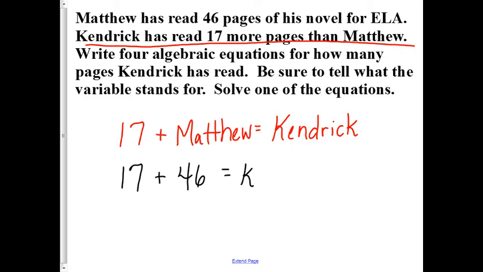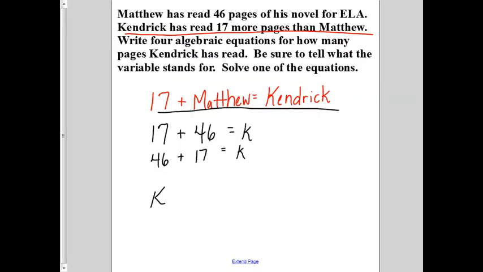Now, I could write 4 total equations to go with that. This first one doesn't count. That was just what I was using to help me figure out how I'm going to set my equation up. I could also say the 46 pages Matthew has read plus 17 more is equal to how much Kendrick has read. Furthermore, I could say Kendrick's number of pages minus the 17 extra he has read tells me how many pages Matthew has read, which is 46. And I could say Kendrick's number of pages minus the 46 pages that Matthew has read tells us that Kendrick has read 17 more pages. So I could write those 4 equations.